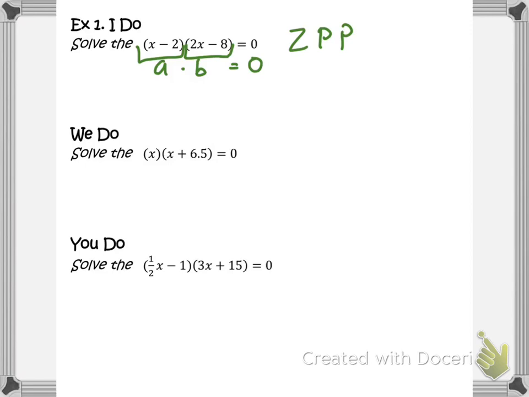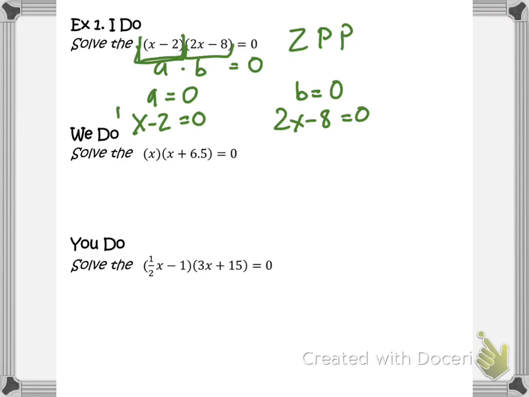So if I have two things multiplied together to equal 0, I know that the first one, A, will be equal to 0, and B is equal to 0. In this case, A is x minus 2 is equal to 0, and B is 2x minus 8 equal to 0. So now I have two separate equations. One equation, two equation. I'm going to go ahead and solve both equations.